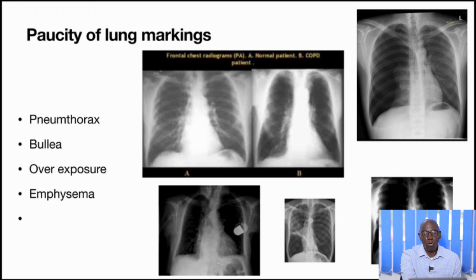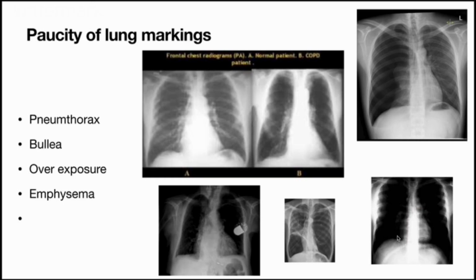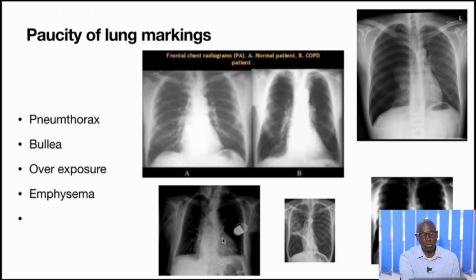Then the other aspect of the paucity, if it is bilateral and symmetrical, be wary of the factors. If one uses very high factors, there is a tendency to burn out the lung markings, so you get the paucity of lung markings. But conditions like emphysema, where we have flattening of the hemidiaphragm, may also be the case. And of course, here we have the bullae formation. This is the bullae. These are just cystic areas within the lungs. So all these cause the reduction in the lung markings.